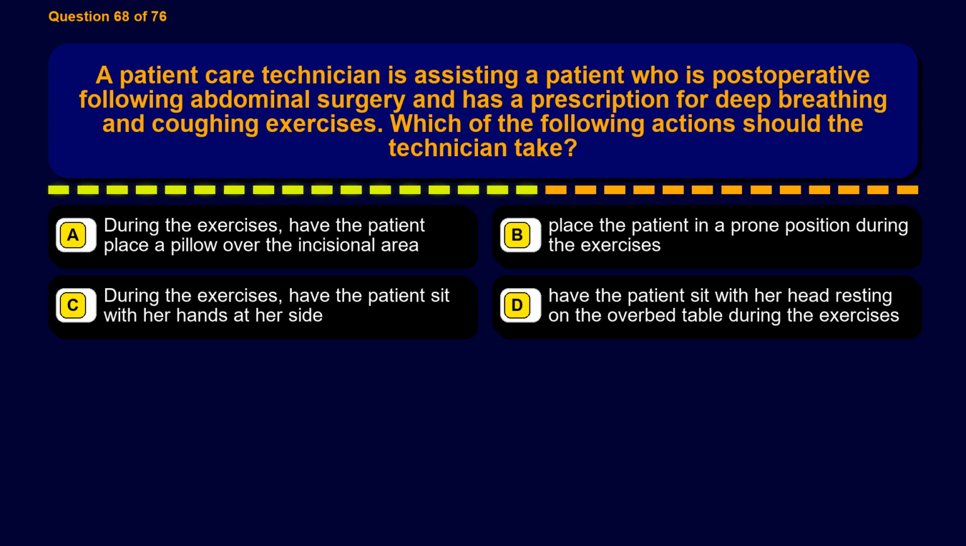Option A. During the exercises, have the patient place a pillow over the incisional area. Option B. Place the patient in a prone position during the exercises. Option C. During the exercises, have the patient sit with her hands at her side. Option D. Have the patient sit with her head resting on the overbed table during the exercises.